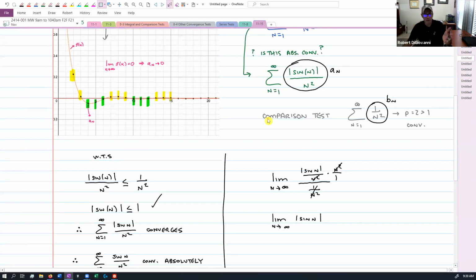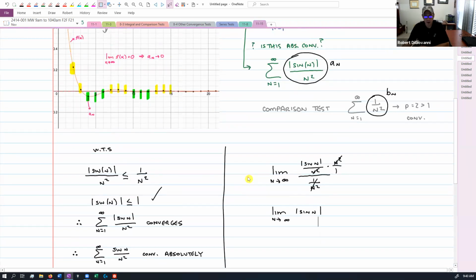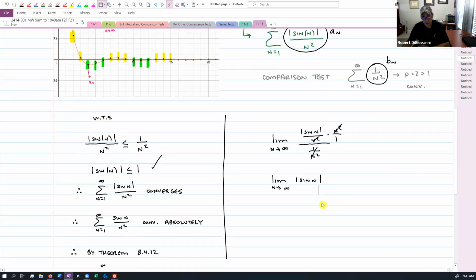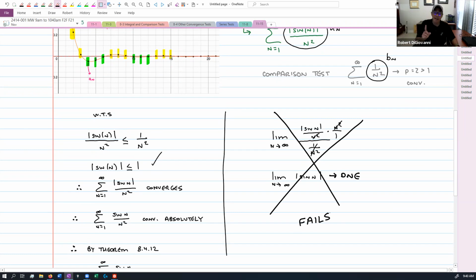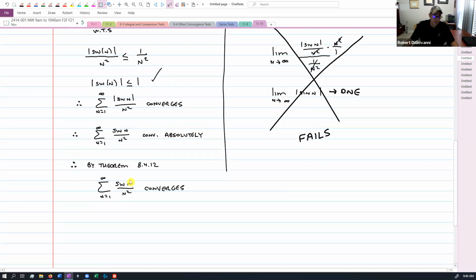So Adair or Cruz, I forget who asked me to show you both ways. If you had done it this way first, this limit right here doesn't exist, so this would have failed. Now, that does not mean it diverges. It just means that that test failed. So you would either say, I need to compare it to something else, or you say, let me try the inequality. The inequality actually works.